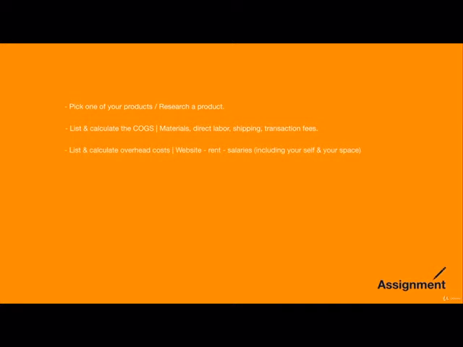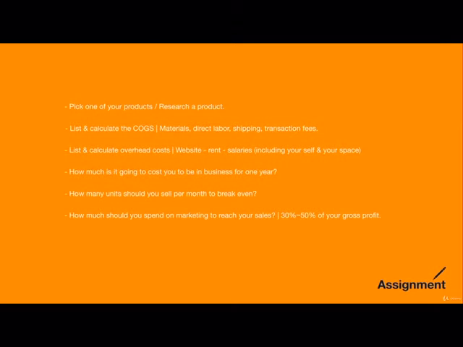So for your assignment for this week, you need to create a cost breakdown. Pick one of your products or research any products that you are interested in. List and calculate the cost of goods, materials, direct labor, shipping, transaction fees, and so on. List and calculate overhead costs: website, rent, salaries, including yourself, and your space. How much is it going to cost you to be in business for 1 year? How many units should you sell per month to break even? How much should you spend on marketing to reach your sales? It might be from 30 to 50% of your profit margin.